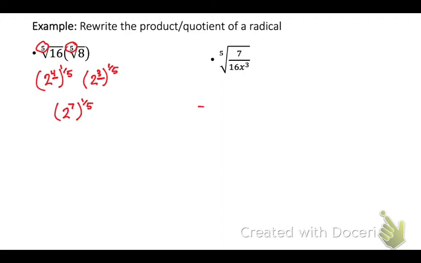Okay, so 5 goes into 7 how many times? Once. With what left over? 2/5. So I have 2, the 5th root of 2 squared, which is 4. So 2, the 5th root of 4. Cool.